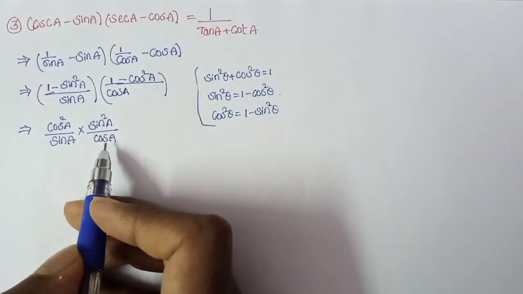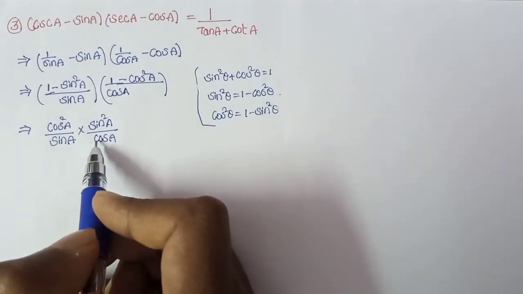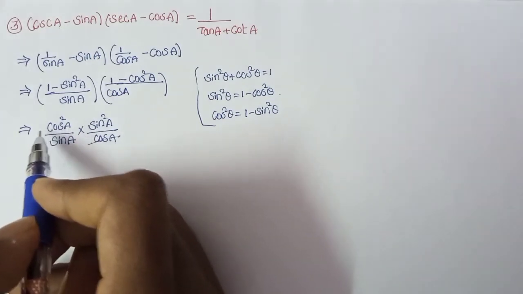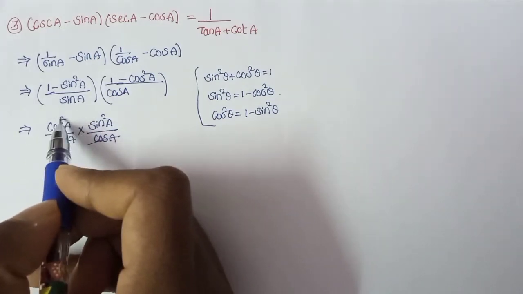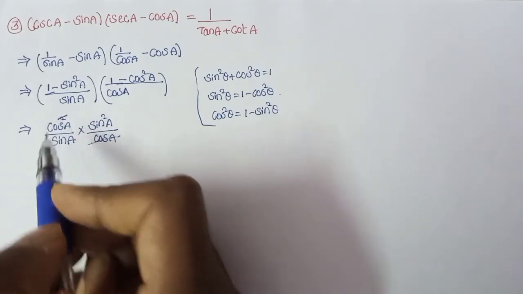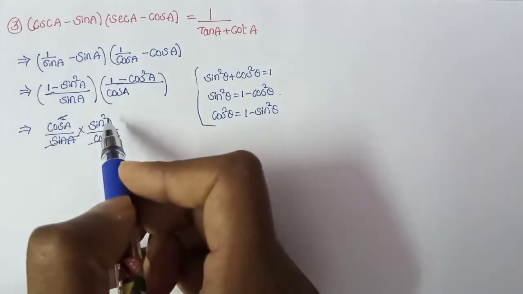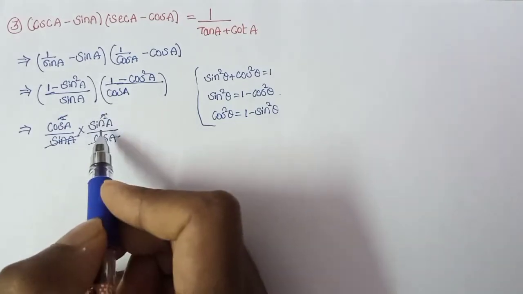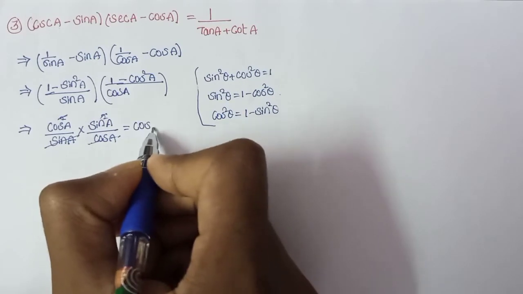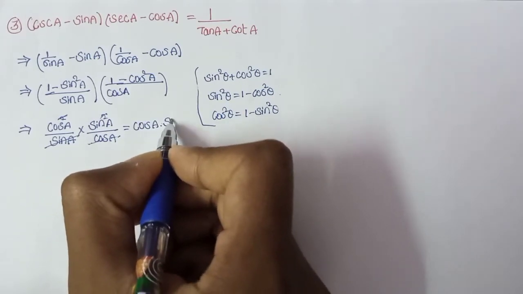So here I can cancel these terms. Here cos A, here square means 2 cos, that means cos A into cos A. I'm cancelling 1 cos A, so I'll be remaining with 1 cos A here. Here also I'll cancel sin A, and here also I'm remaining with 1 sin A. That means what I got here is cos A into sin A.